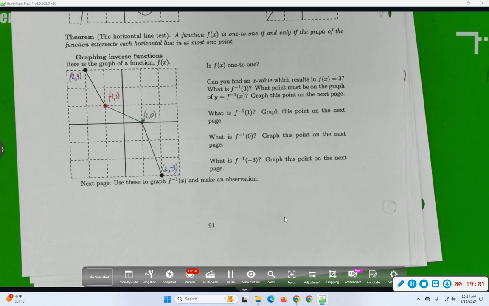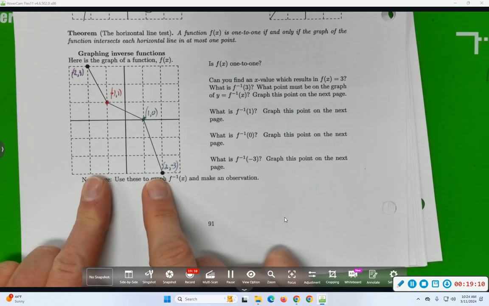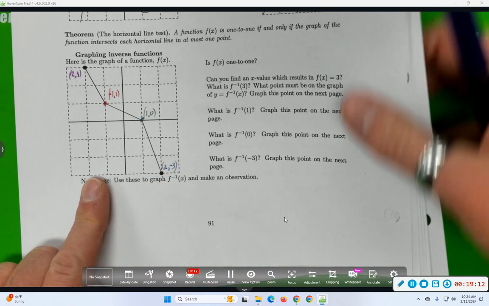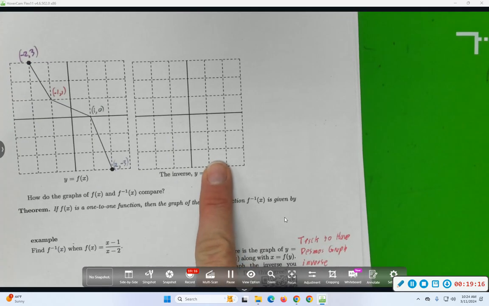Here's what's going to happen in this next exercise. It's going to go over 2 pages, and there's going to be some flipping back and forth. Here's the graph of a function. I'm going to have us study the graph of the inverse function, and we'll generate a graph of the inverse function on the next page.